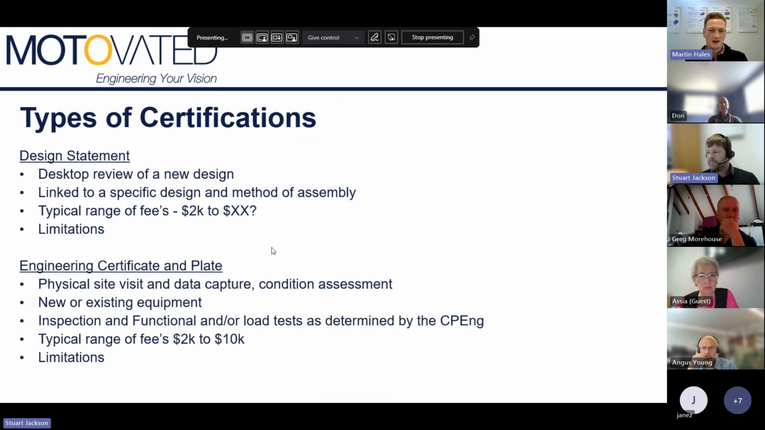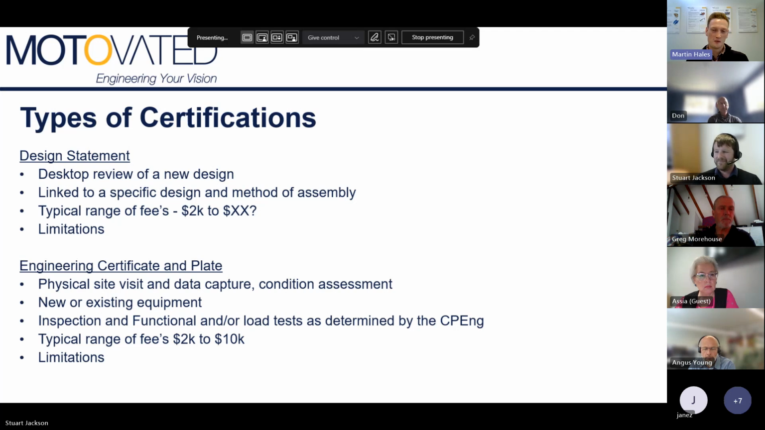Stuart, I might just jump in and add a couple of points there as well. So just on the names of these two types of certifications, a design statement and an engineering certificate, these aren't necessarily terms that are used universally throughout industries, but they're the terms Motovated used to describe two different types of certification. So just to alleviate any confusion with some of those terms, other companies use terms like design certificate and things like that.